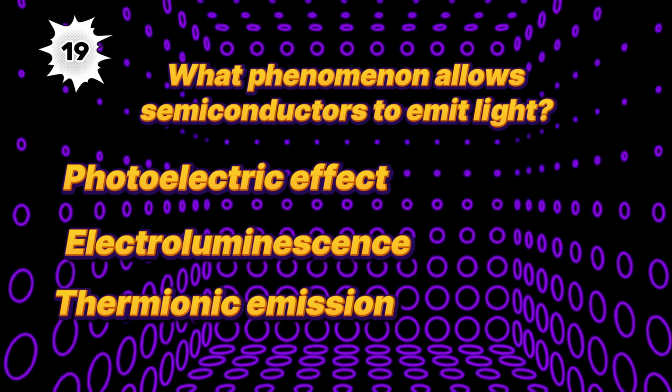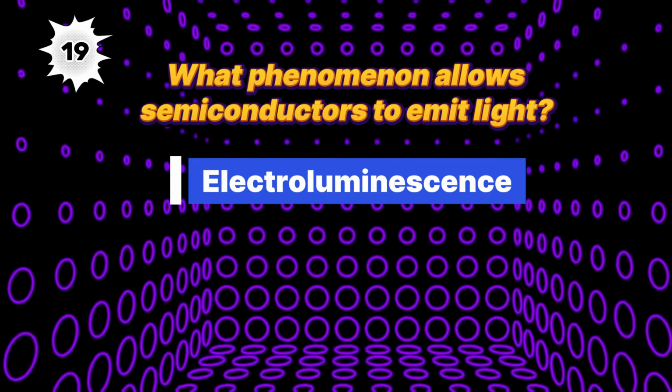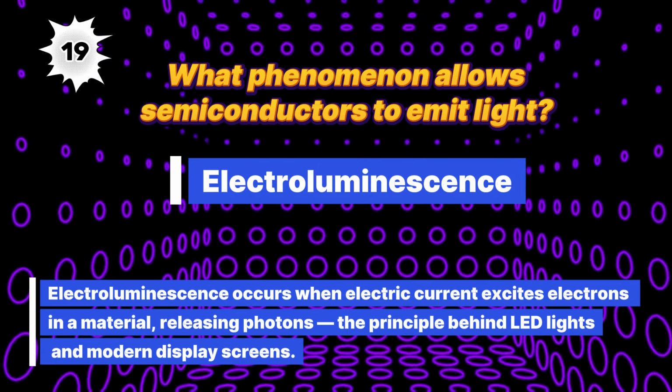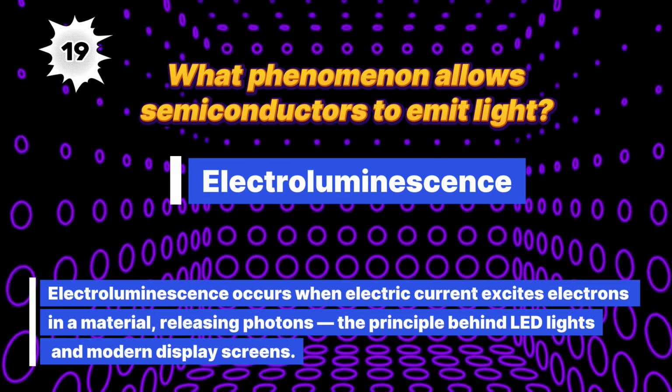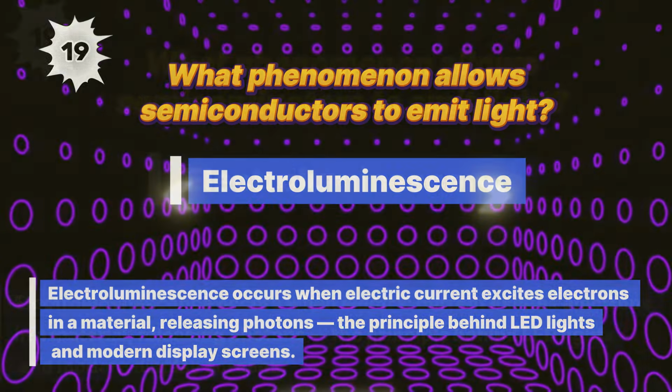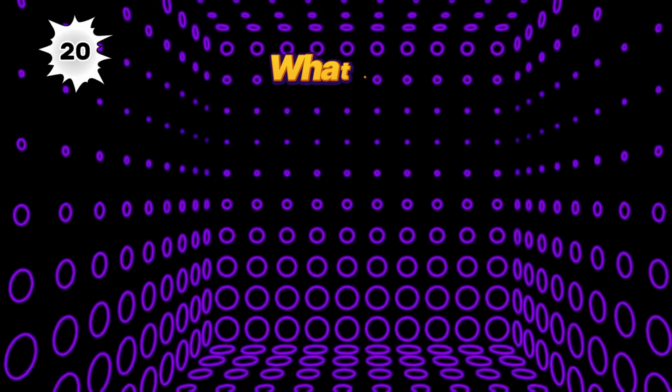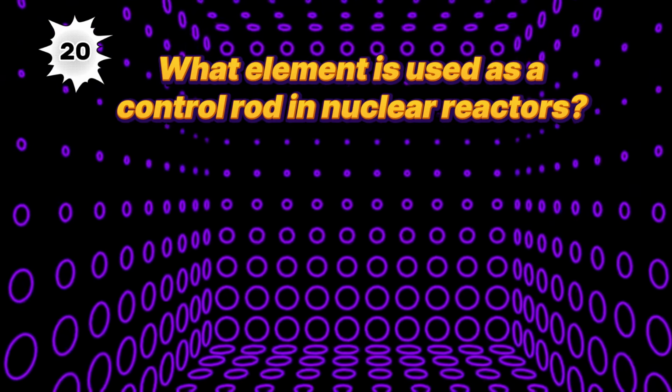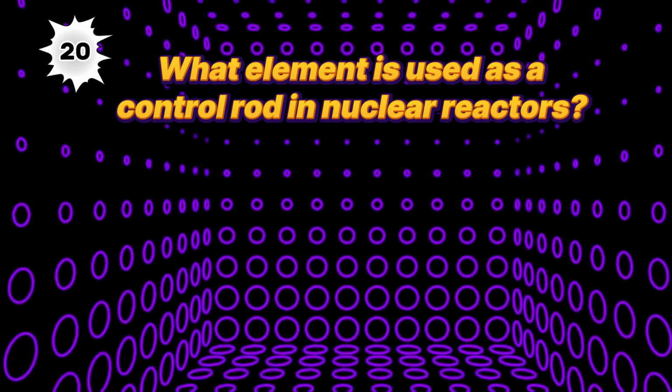The correct phenomenon is electroluminescence. Electroluminescence occurs when electric current excites electrons in a material, releasing photons, the principle behind LED lights and modern display screens.